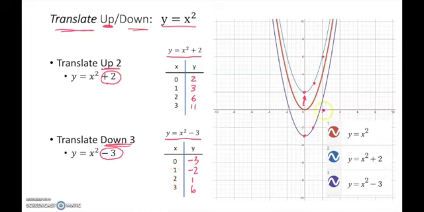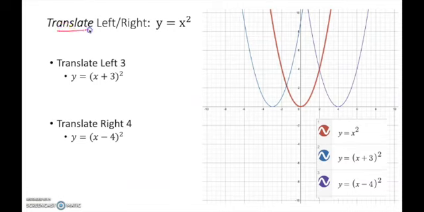2, 1 is right here. And 3, 6 is right there. So as you can see, this graph moved down 3. So this is y is equal to x squared in red. In blue, we have our translated up graph. And in purple, we have our translated down 3 graph.